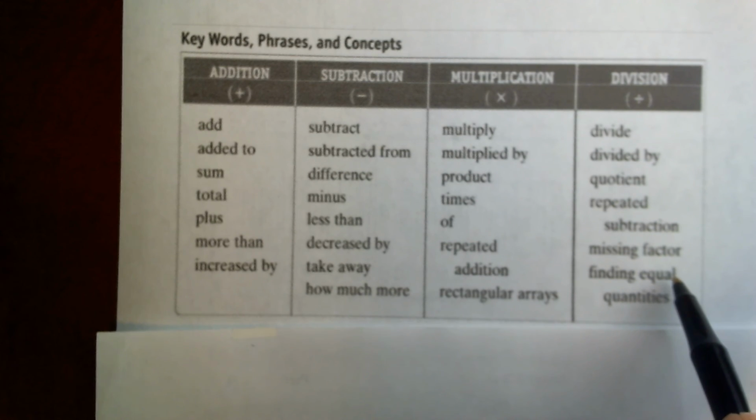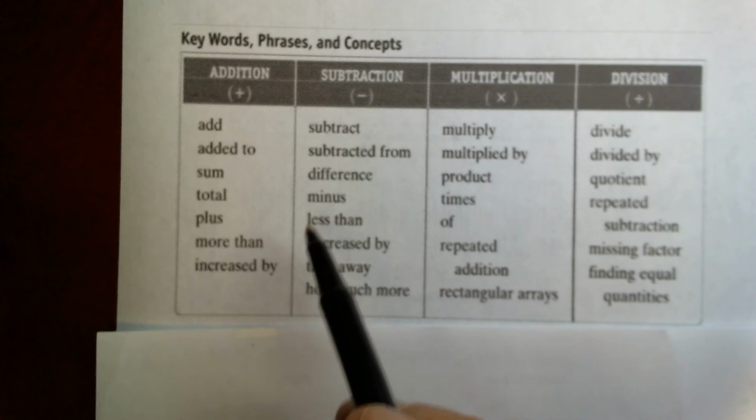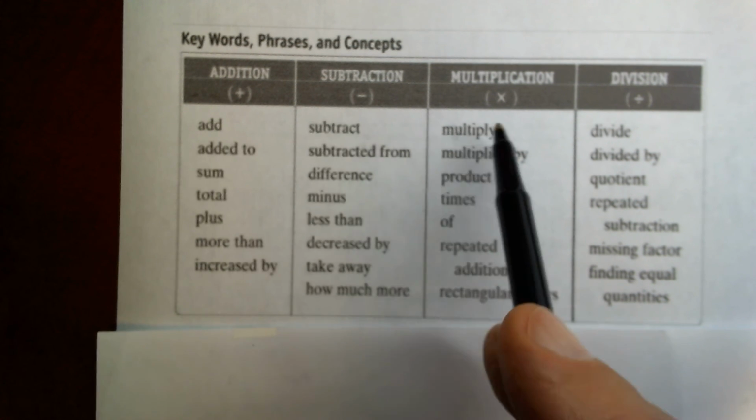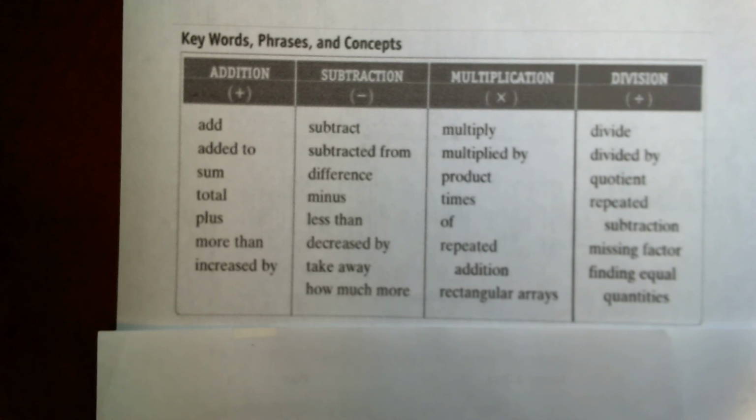Anyway, so you need to study these words and how they relate to each one of these operations: addition, subtraction, multiplication, and division. And knowing these words in the translation makes it a lot easier to put a word problem in the form of a mathematical statement, like an equation in most cases.